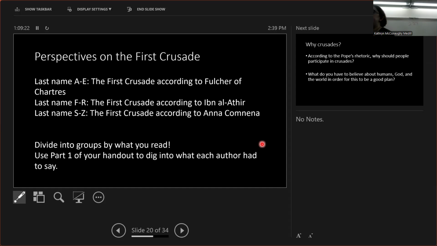Okay. Anything else that jumped out at you about his account that you thought was surprising or interesting or shocking? One thing that I think is interesting, is he the one who also talks about the lance? Yes, he does. He's the other one who talks about this whole thing with the lance.